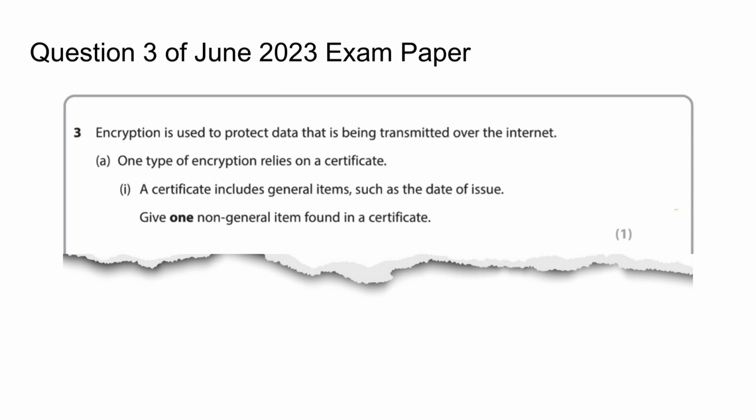Right, so now it's time to discuss a past paper question related to the lesson. I've selected question number three in the 2023 June summer past paper. Section A of it reads: encryption is used to protect data that's being transmitted over the internet. One type of encryption relies on a certificate. A certificate includes general items such as the date of issue. So give one general item found in a certificate.